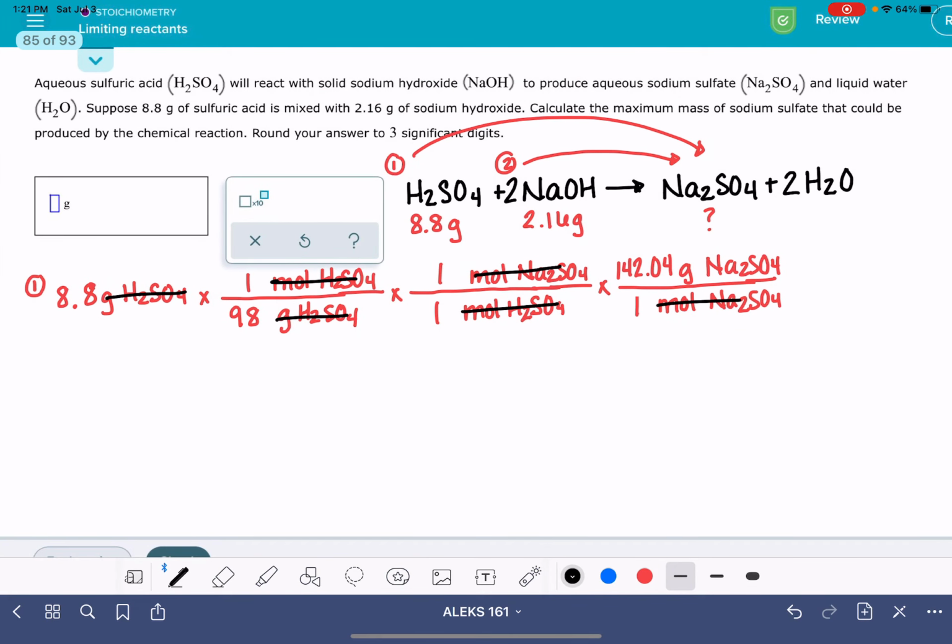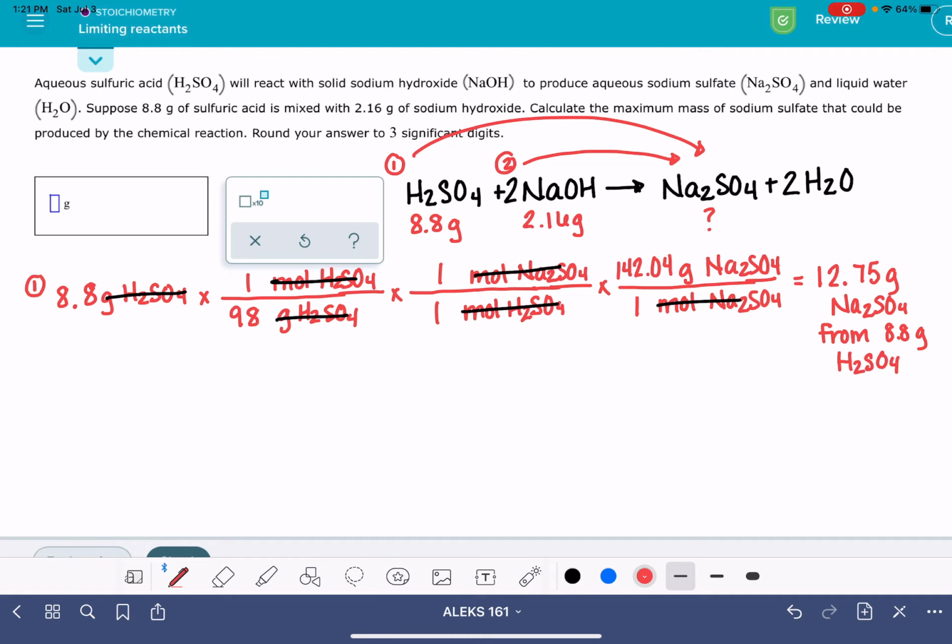And this will allow us to calculate the mass of Na2SO4 that we can make from 8.8 grams of sulfuric acid. 8.8 divided by 98 times 142.04. So what we have done is decided that we can make 12.75 grams of Na2SO4 if we are starting with 8.8 grams of sulfuric acid.